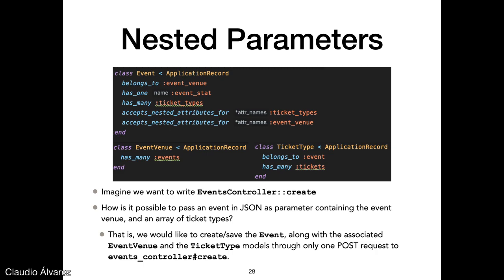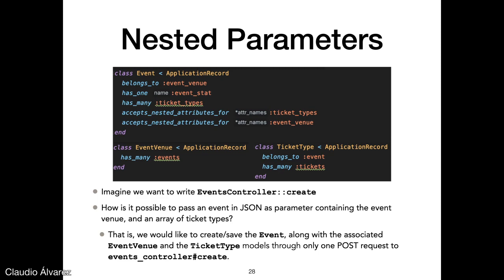Fíjense que tengo el evento, ¿ya? El event belongs to event venue, has one event stat, que esto viene del laboratorio 3 o 4, ya, has many ticket types. Después hay dos definiciones nuevas, ¿ya? Son dos llamadas a método. El método es accepts nested attributes for. Esto quiere decir que cuando hay un mass assignment a un objeto event, ese mass assignment puede contener ticket types. Ese mass assignment puede contener también event venues.